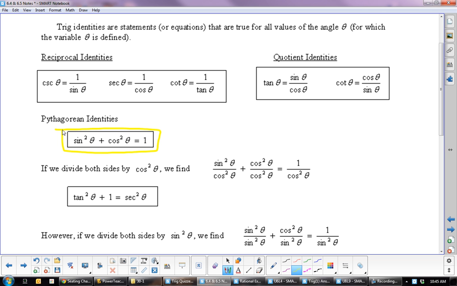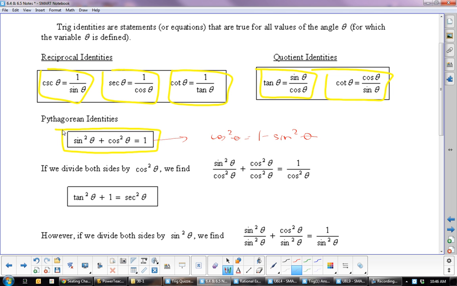I guess I shouldn't miss these ones. You guys, we did these already, but these are your reciprocal ones. And tan is sine over cos, and cotan is cos over sine. Okay? Now, also be aware that by, say, subtracting sine squared x from both sides, you get cos squared theta equals 1 minus sine squared theta. So you have to be able to recognize those too.